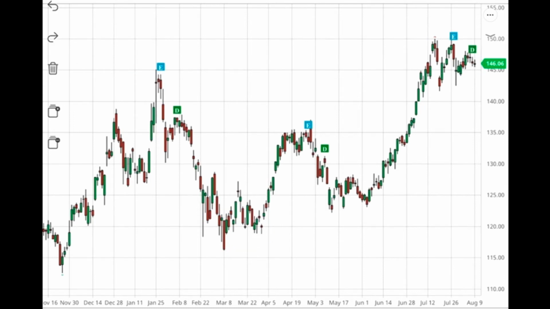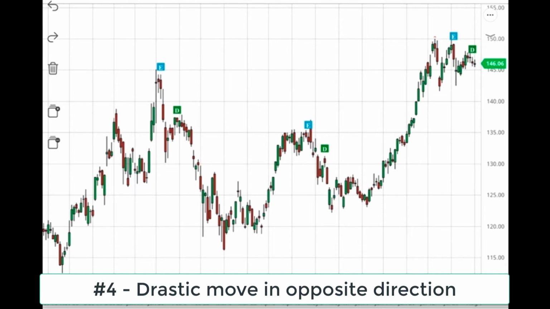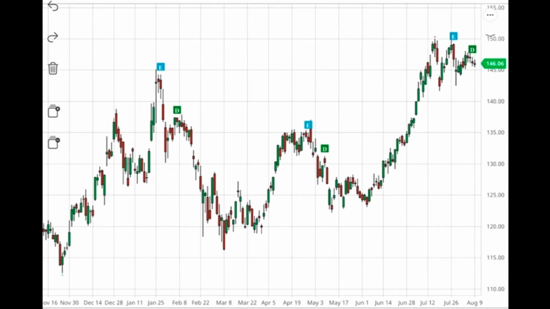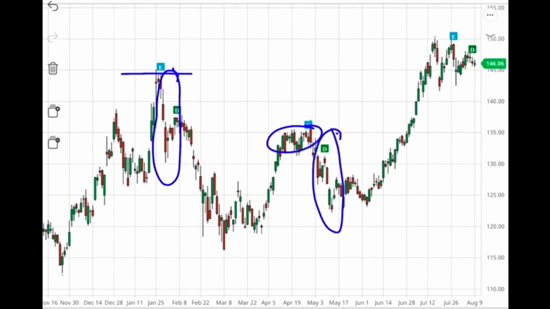Number 4 is there should be a drastic move away in the opposite direction. So for example, here we can see a level of resistance, and then here is a dramatic move away in the opposite direction. It plummeted over the next few days, right? And then here is another one where it just plummeted over the next couple weeks, right? So these are drastic moves away that are going in the opposite direction.